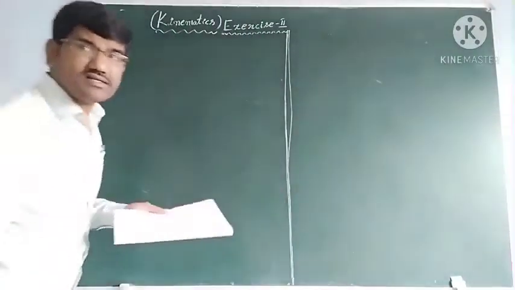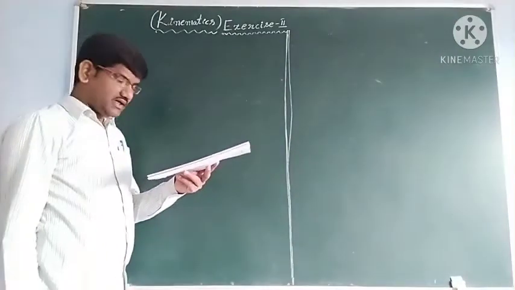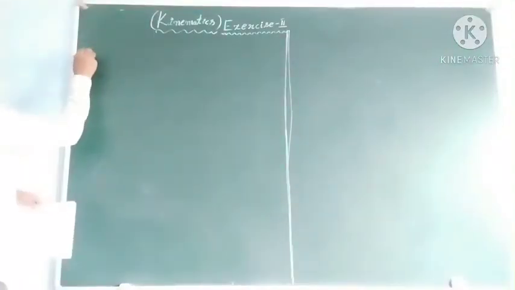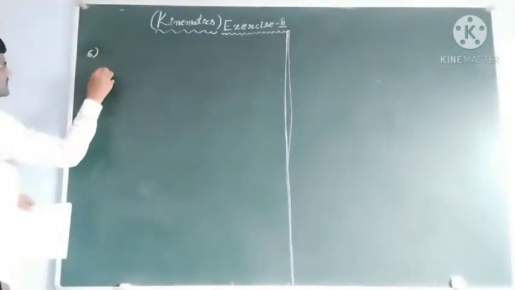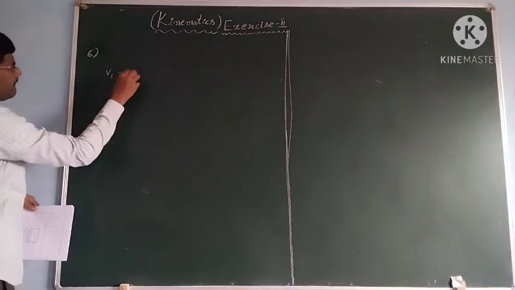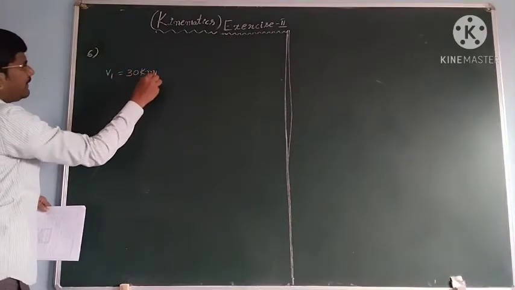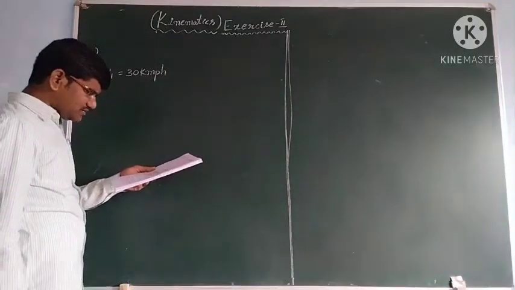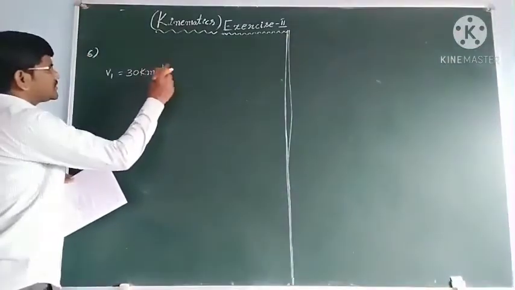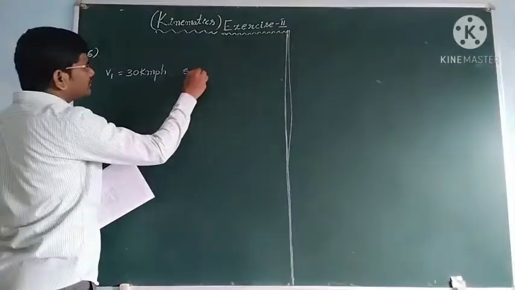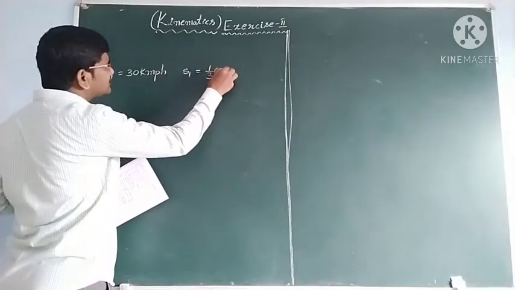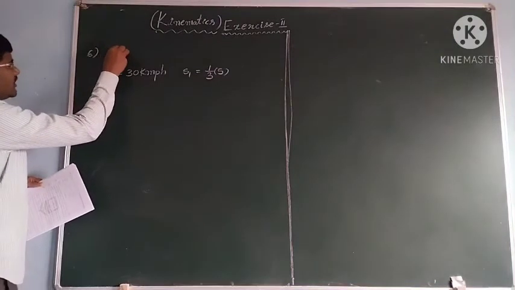A boy travels with a speed of 30 km per hour for the first one third of the journey distance. Let the first journey distance s1 be equal to 1 by 3 of the total distance s. Let s be the total distance.